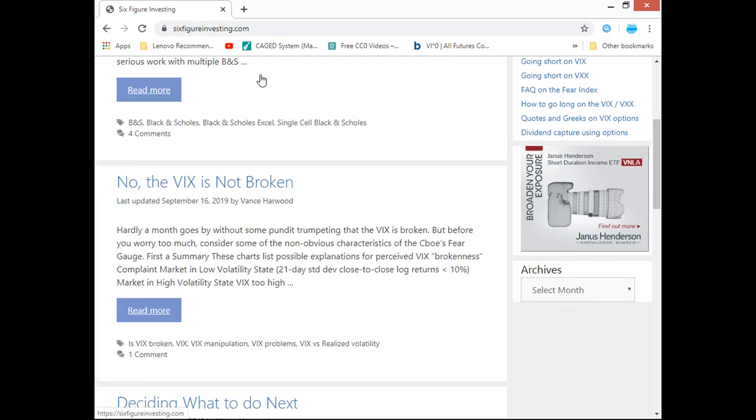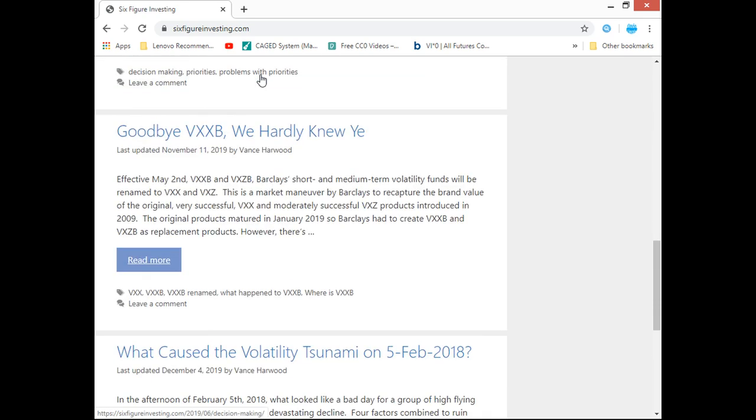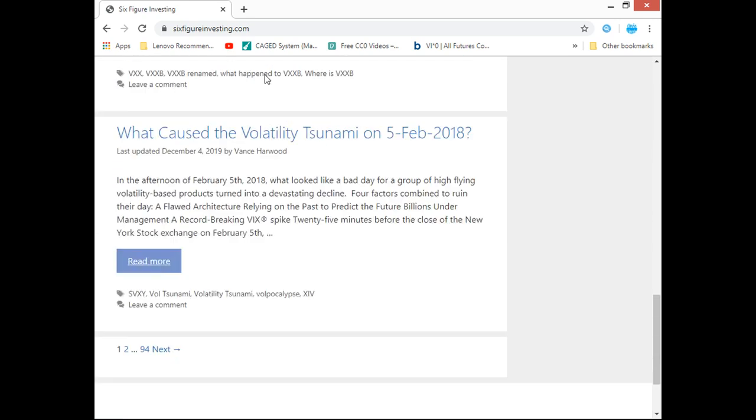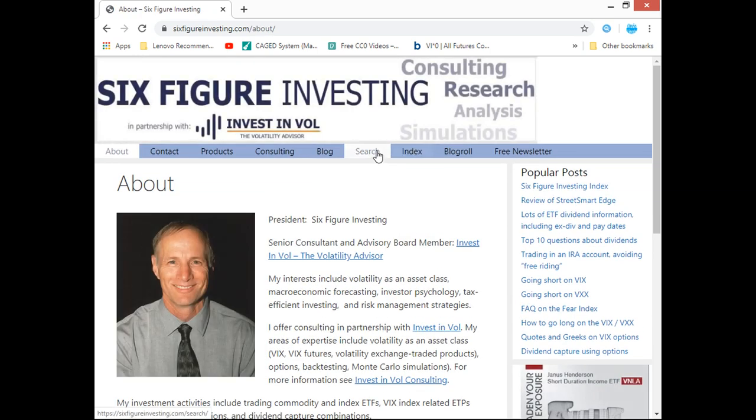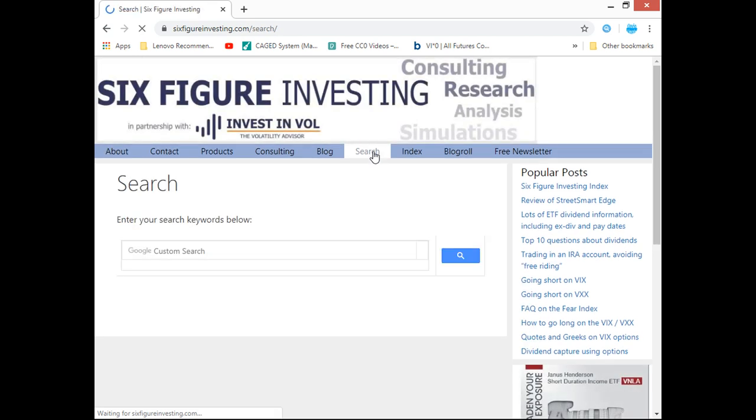No, the VIX is not broken. What caused the volatility tsunami? Let's see if I can find this here. About search. UVXY split.